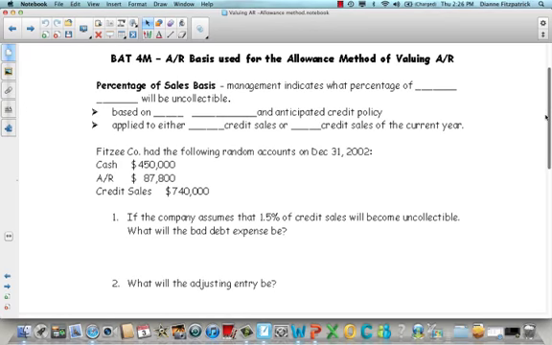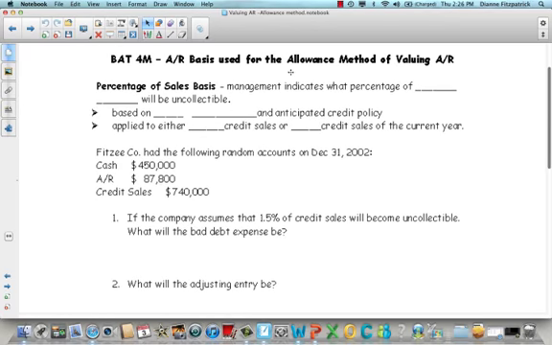Let's take a look at different examples. So we're going to look at both the percentage of sales and the percentage of receivables method here. And you should have a handout to go with this. So let's work on it together.